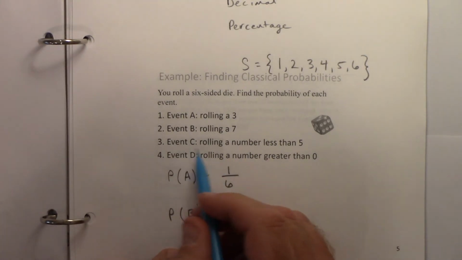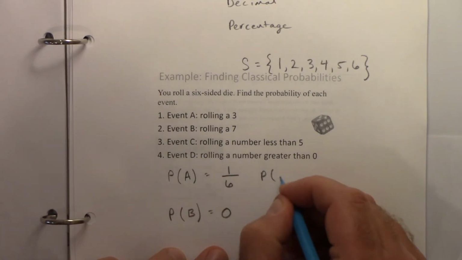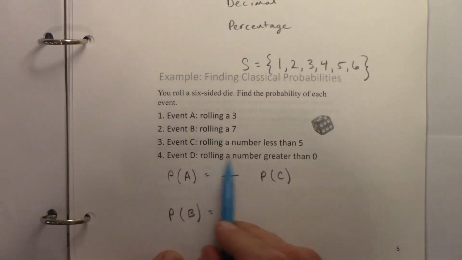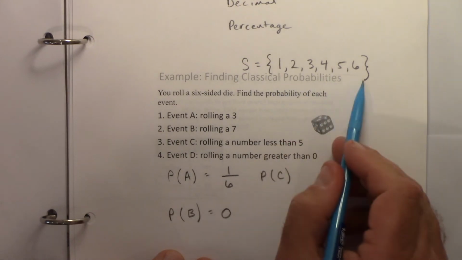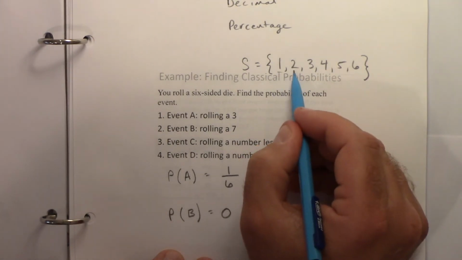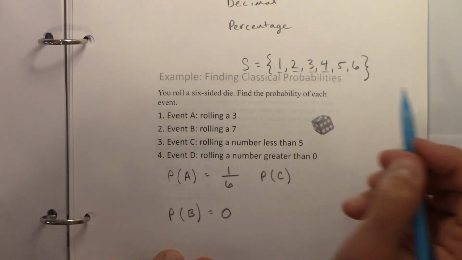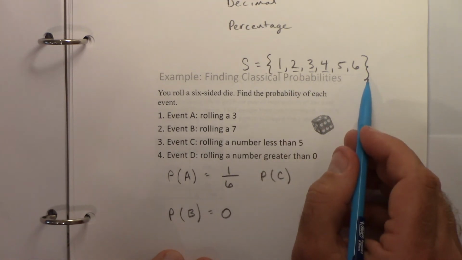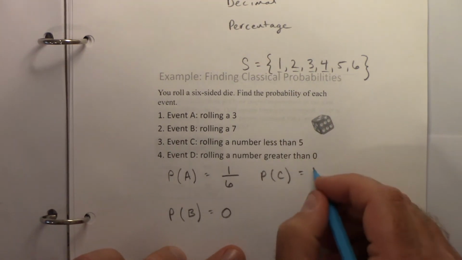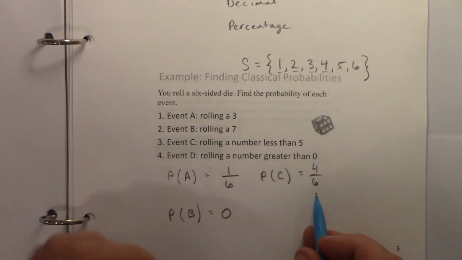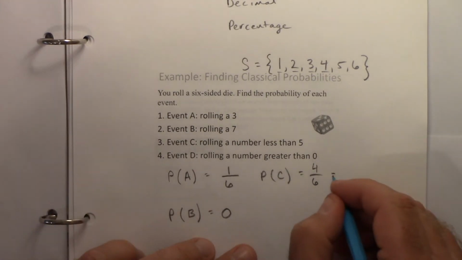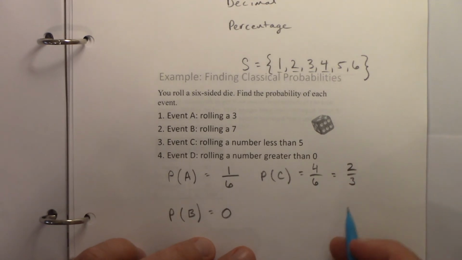On to the next one, event C. The probability for event C, rolling a number less than 5. If you look at your sample space, there's 1, 2, 3, 4 numbers that are less than 5. So that probability is 4 out of 6 total outcomes. Of course, if I leave that as a fraction, I just need to reduce that to 2/3.